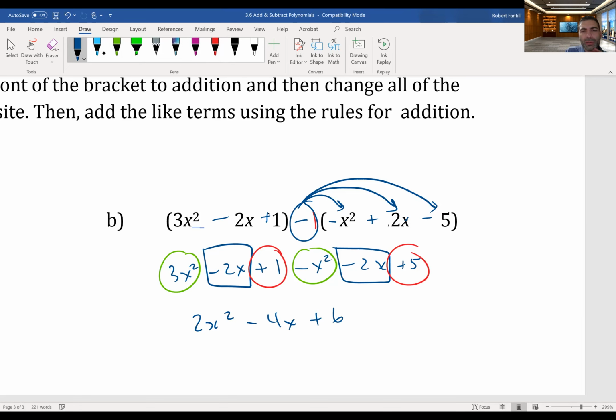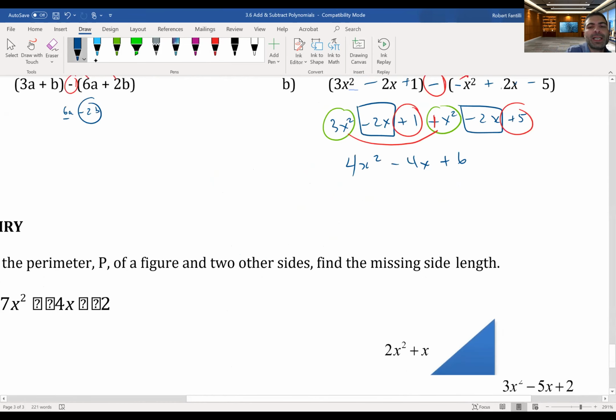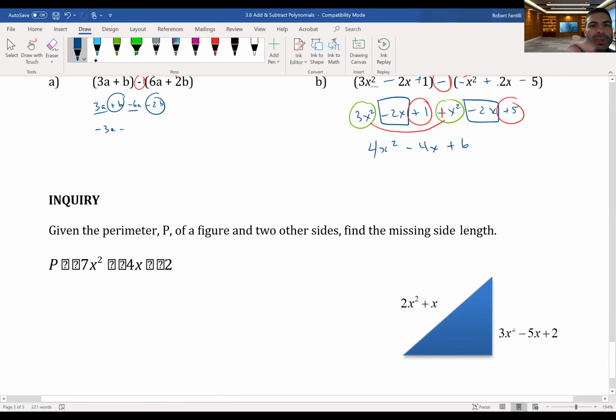That's your answer. Oh, did I make a mistake? Oh, I broke my own rule, guys. See? Good thing I looked back and checked. Negative 1 times a negative x squared is positive x squared. So that should have been 3x squared plus x squared, so it's 4x squared. Maybe some of you caught that. If you did, that's actually fantastic. 4x squared minus 4x plus 6. Sorry. Okay, whoever caught that, fantastic. If you caught that, you're at home thinking, no, you made a mistake.